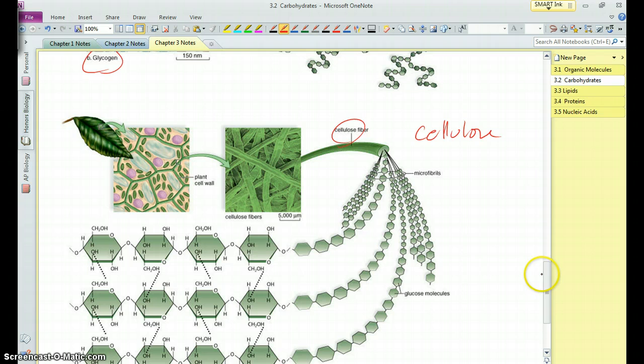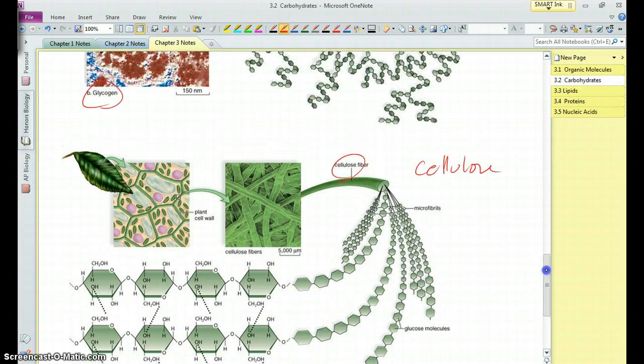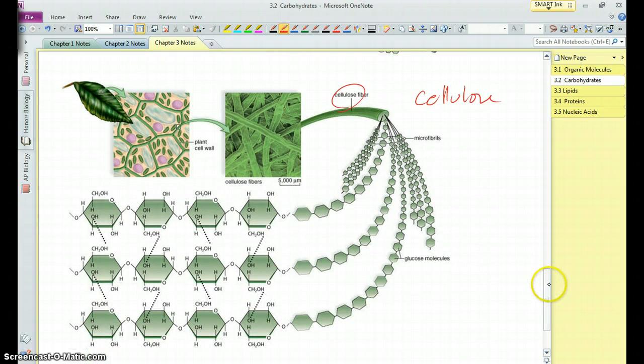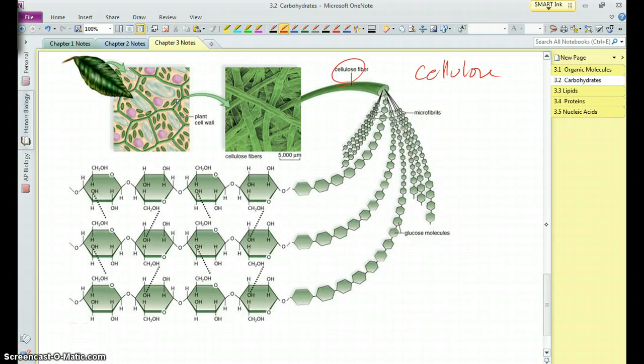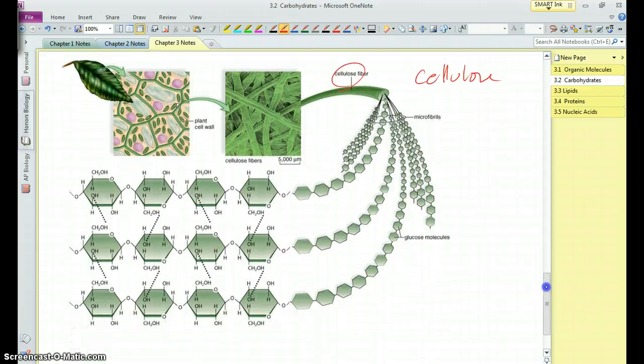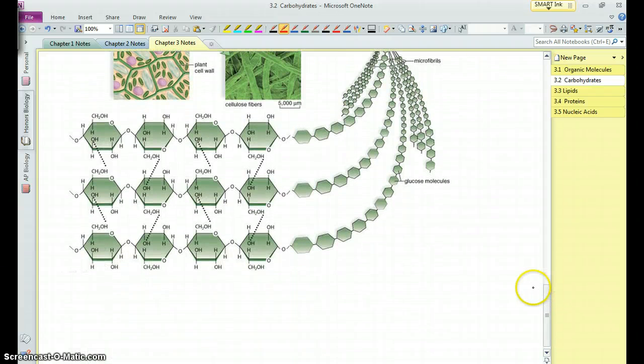Celery would have a lot of cellulose in it, and a bran muffin or anything with whole wheat will have lots of cellulose in it. Any kind of leaves, spinach, lettuce, whatever, will have a little bit of cellulose in them. Okay, let's see. I guess that's it for carbohydrates.